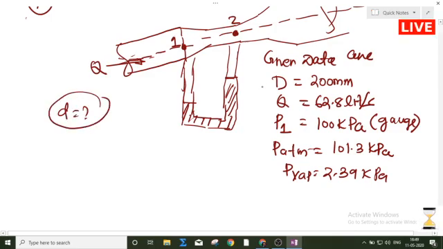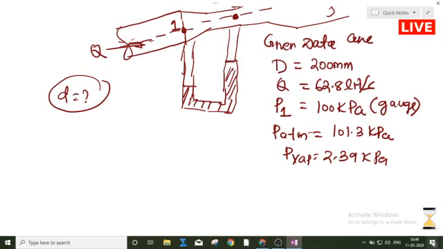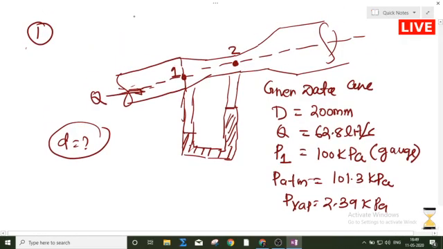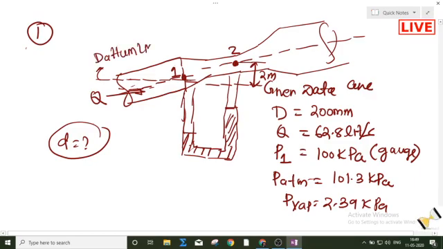Okay, so now I am applying the Bernoulli equation between point 1 and point 2. As told, point number 2 is at a distance of 2 meters higher than this inlet point. Suppose I am assuming this one as my datum line. Datum line means Z1 will be equal to 0.